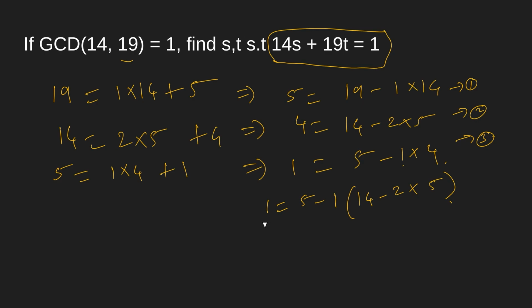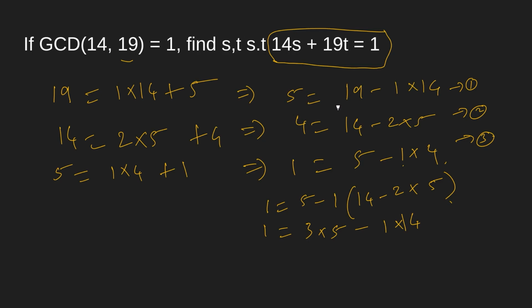We can simplify this by writing 1 is equal to, and pay close attention here. If we multiply minus 1 inside, minus 2 times minus 1 is 2, so we get 2 times 5. We don't want to actually simplify these coefficients, we don't want to multiply them out, because we want to keep this form. So we can basically write 3 times 5 minus 1 times 14.